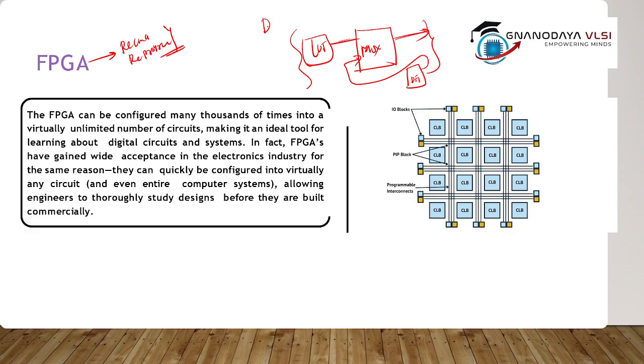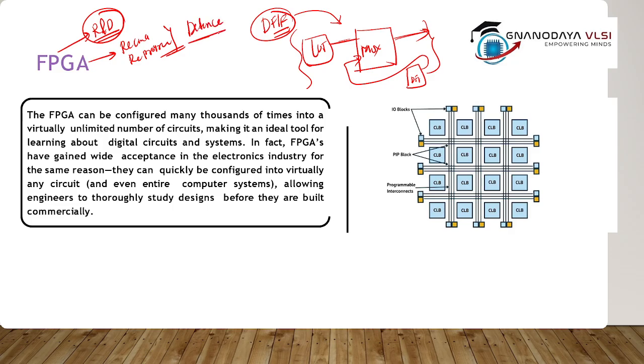Suppose you want to write for a D flip flop. You can write the Verilog code or VHDL code, and the bit stream that you are loading into the FPGA makes this FPGA act as a D flip flop. So mainly we are using this FPGA for R&D purposes, mainly in defense.